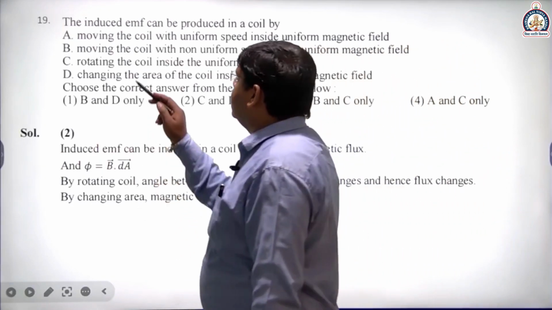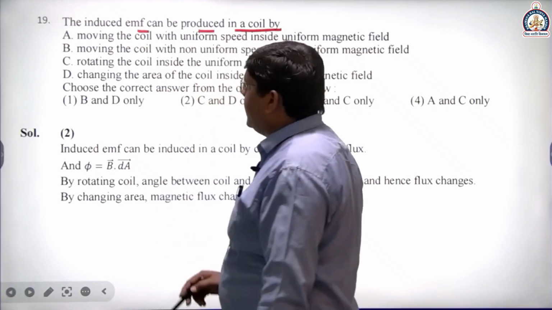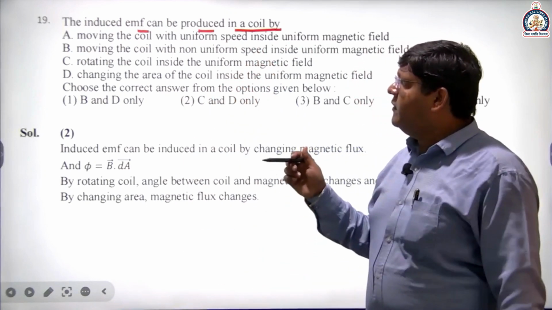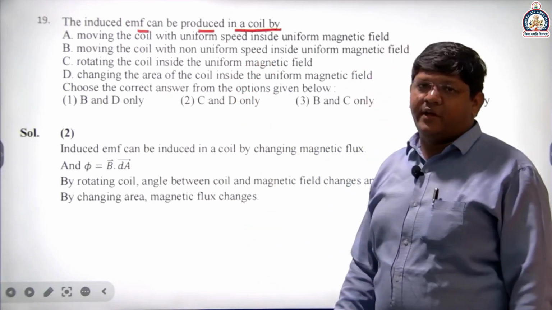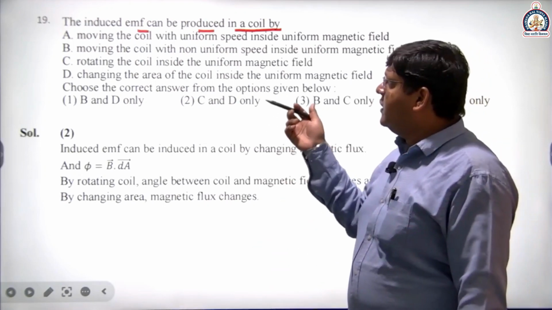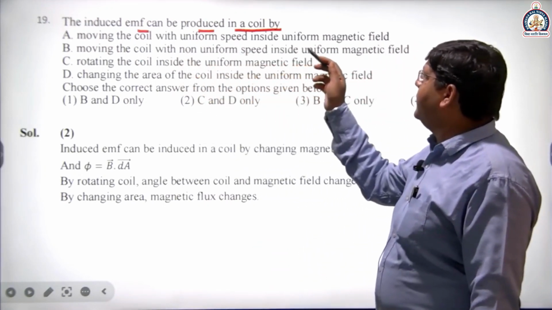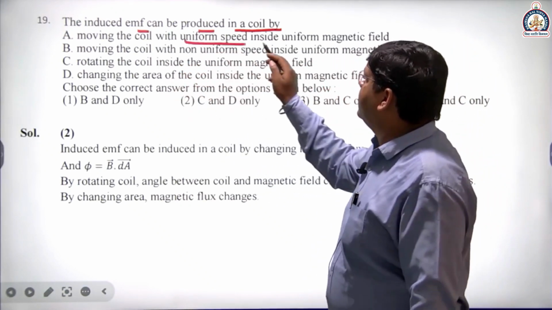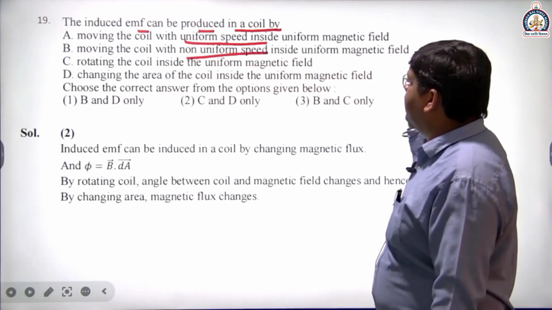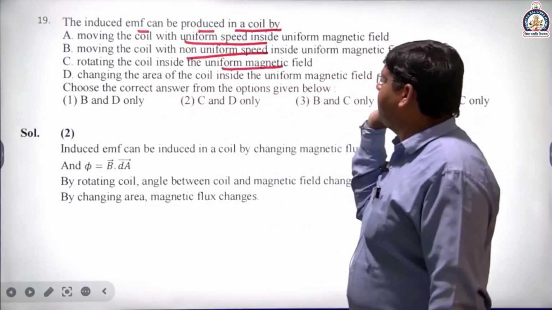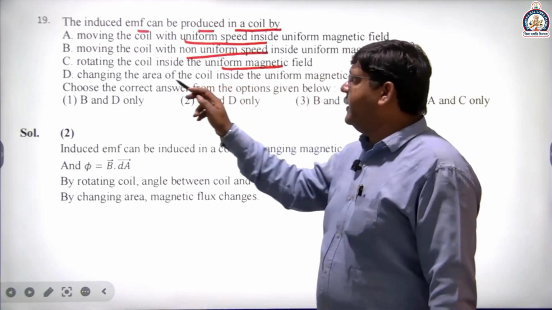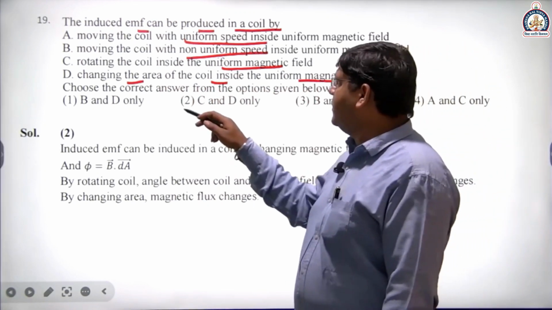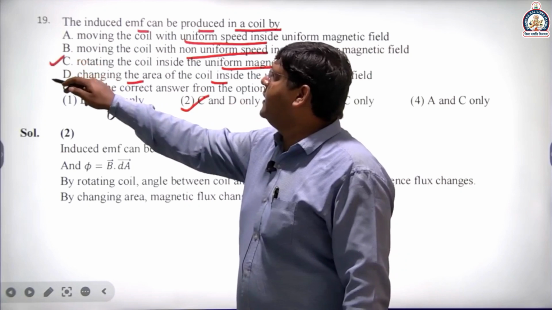Moving to the next part, the induced EMF can be produced in a coil by, okay, we are provided with 4 conditions, and we have to select which is the best suitable for the production of induced EMF. The first option says moving the coil with uniform speed inside the uniform magnetic field. Second option says moving the coil with non-uniform speed. Third says rotating the coil inside the non-uniform magnetic field, and the fourth says changing the area of the coil inside the box.